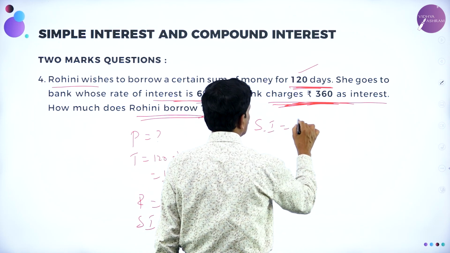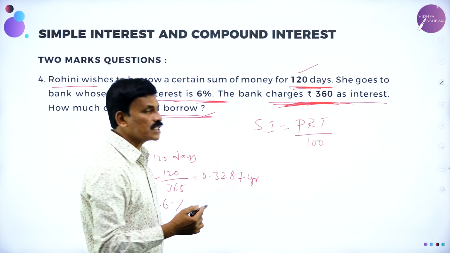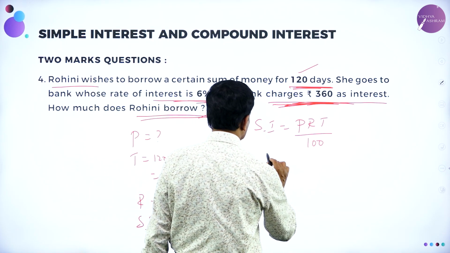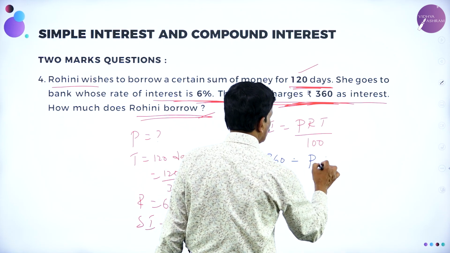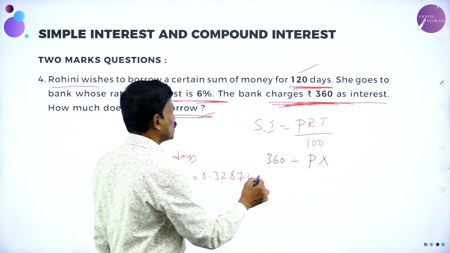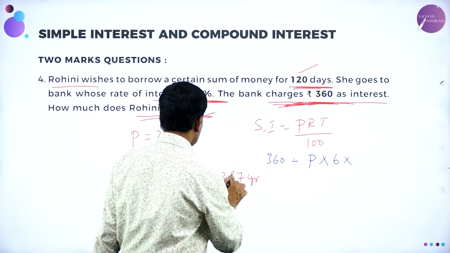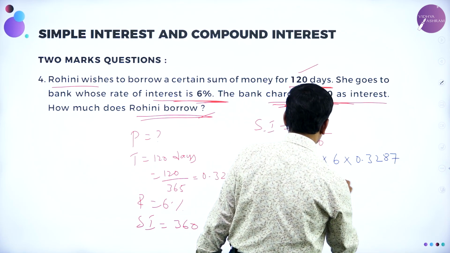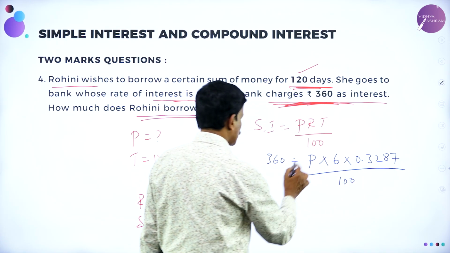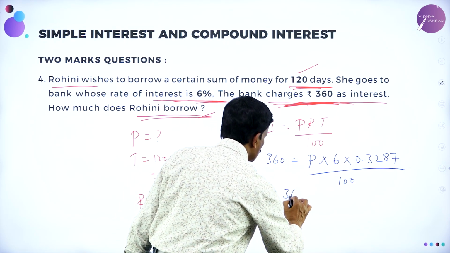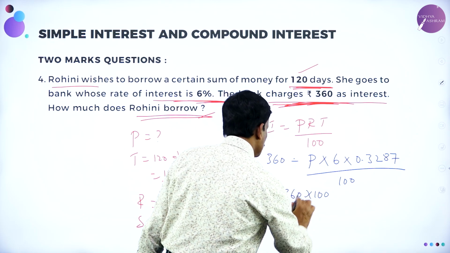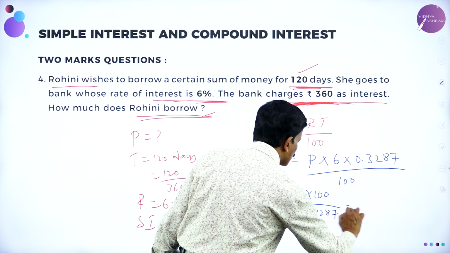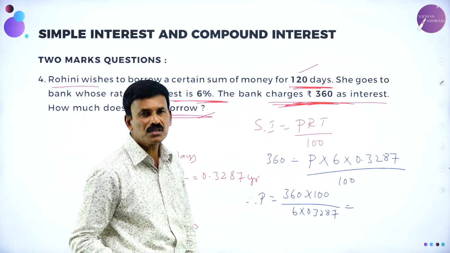The simple interest is equal to PRT over 100. Now, substitute. Simple interest 360 is equal to principal, we don't know, and the rate of interest is 6%. And what is the time period? 0.3287 divided by 100. Cross multiply and get the value of P. Therefore, P is equal to 360 into 100 divided by 6 into 0.3287. Simplify this. After simplification, what is the answer we are going to get?